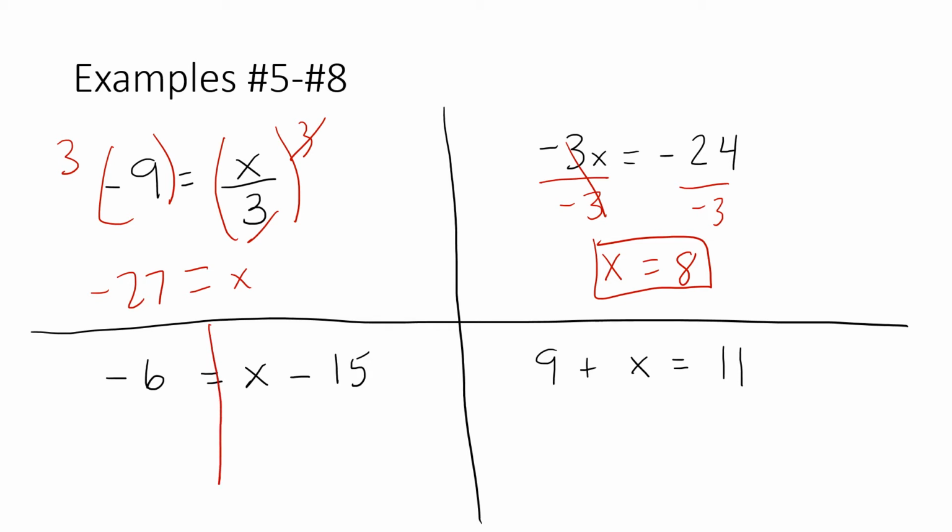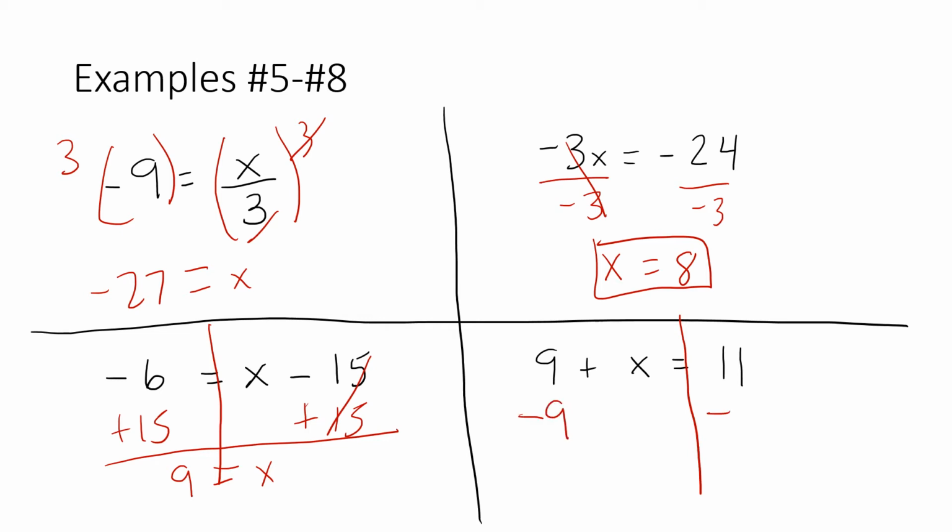Negative 6 equals x minus 15. The x is on the right side. I need to get rid of the negative 15. The opposite of subtraction is addition, so I will add it to the other side. X equals 9. These are all one step, so it only takes one operation to solve them. Finally, on the last one, I have x on the left side. I also have this 9. There's no sign in front of it, so we assume it's a positive 9. To get rid of a positive 9, we subtract. X equals 2. So those are one-step equations. All problems should be becoming one-step equations when they're all said and done.